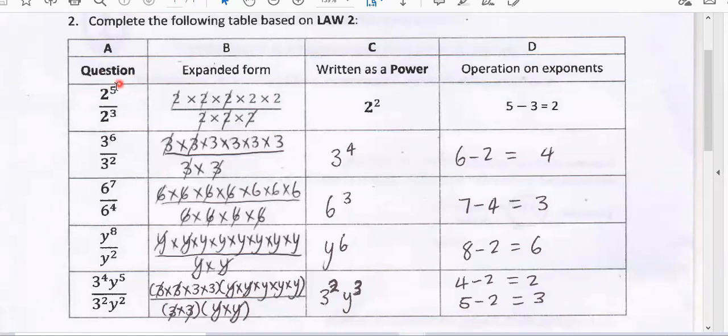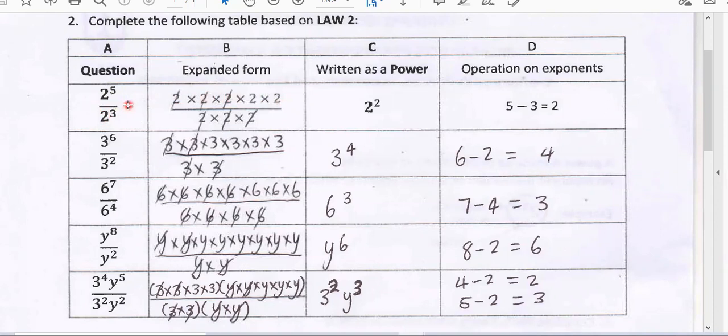So we have 2 to the power of 5 divided by 2 to the power of 3. Now in expanded form again, we need to multiply the base using the exponent. So the exponent is telling me I must multiply the base 5 times by itself. So we're going to have 2 times 2 times 2 times 2 times 2, 5 times.